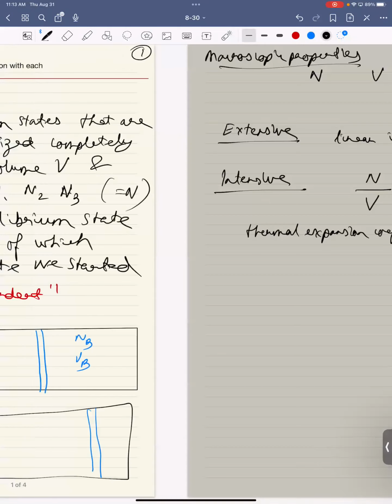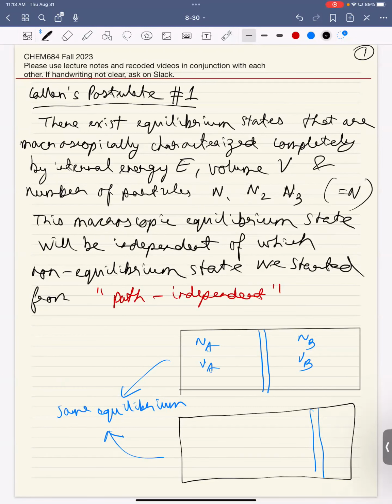Because Callen's postulate says that equilibrium states are characterized completely by internal energy E, volume V, and number N. Why these three? Because energy corresponds to thermal equilibrium, volume corresponds to mechanical equilibrium, and number corresponds to chemical equilibrium. So we are talking about three types of equilibrium, and that's why there are three things for a complete system, if there is nothing missing. So that's our starting point. Any question? Okay.